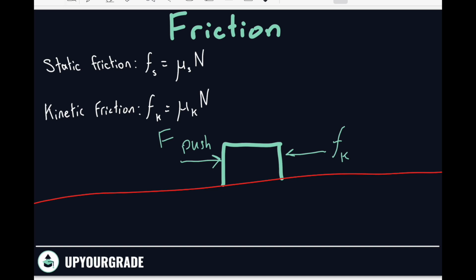And as we see in the equation, the force of kinetic friction does not depend on the velocity of the object or how fast we're moving it. All it depends on is the weight of the object, the normal force, and again, the type of surface, which has a characteristic coefficient of kinetic friction.